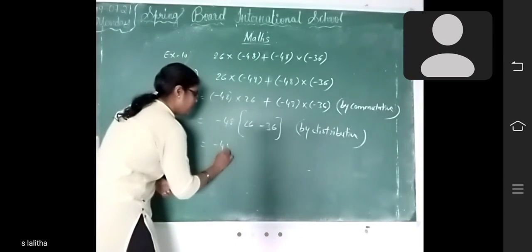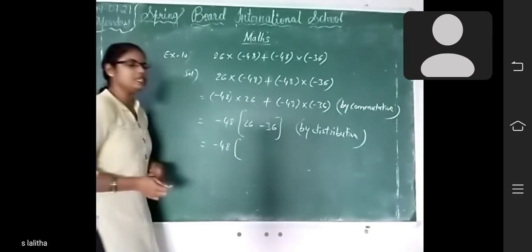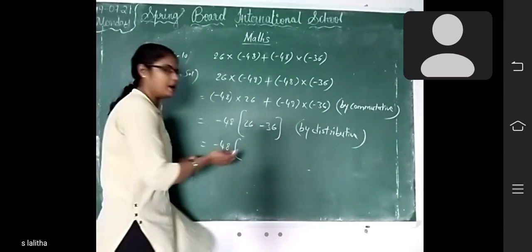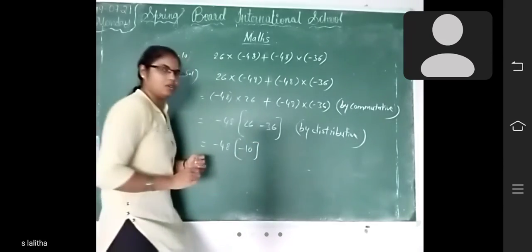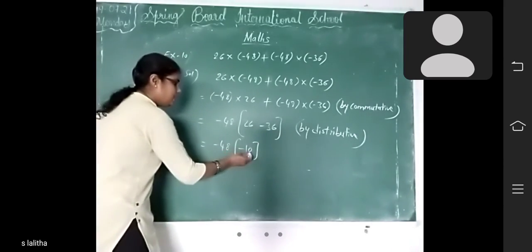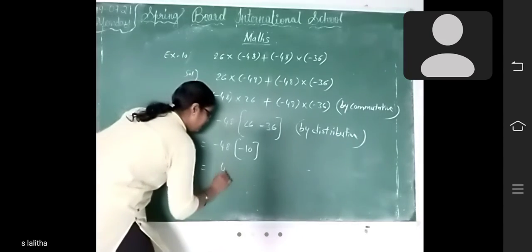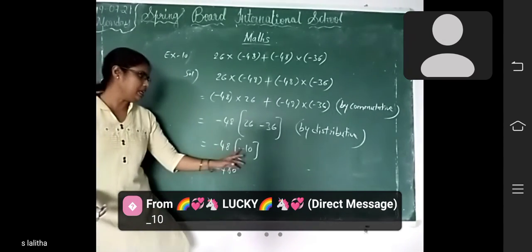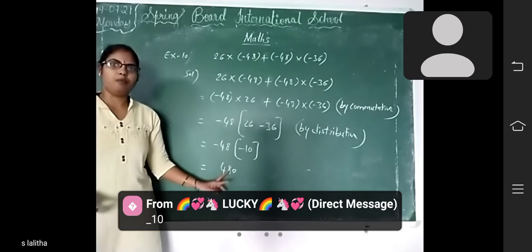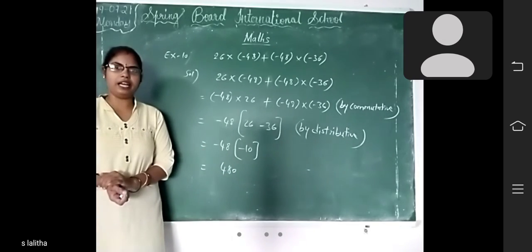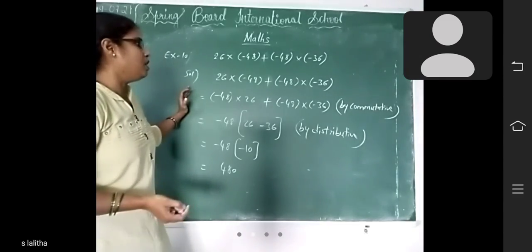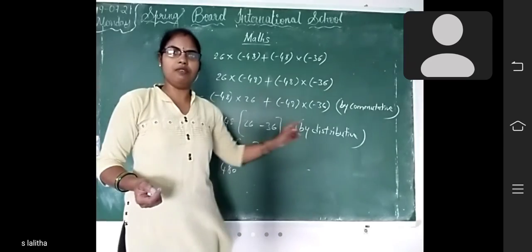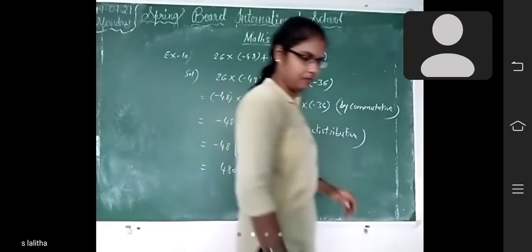So minus 48 into 26 minus 36. How much is 26 minus 36? Minus 10. Okay, now 48 into 10, how much? 480. Minus of minus is plus. So both are negative integers, the product is positive. So what is the answer? 480. In this problem, which laws are used? By commutative law and by distributive law we have used.